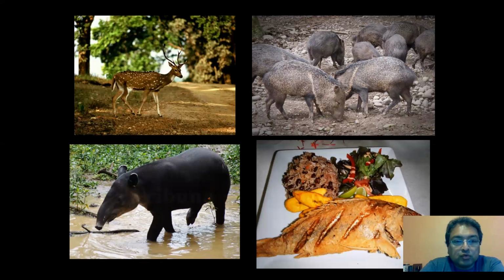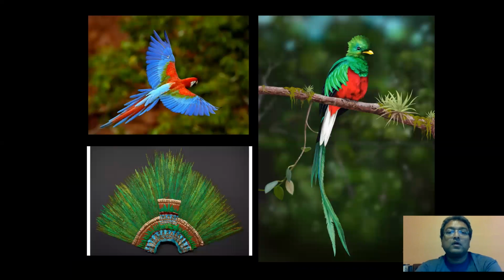In addition to using animals for food, we know that they used animal products. Feathers, for instance, were highly prized, especially green feathers, and they would use them to make ceremonial cloaks and headdresses. This is actually an Aztec example of what one of these headdresses could have looked like, but we have images of the Maya kings wearing things that look very similar to that.